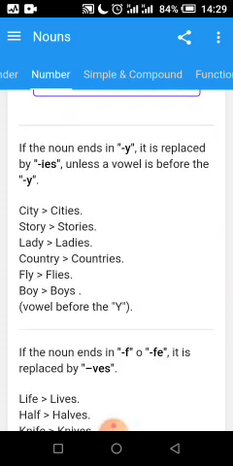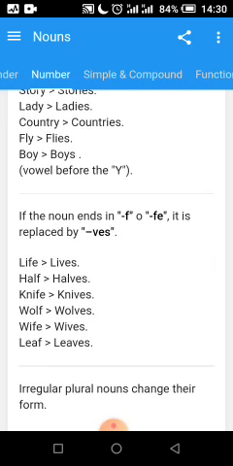And if the noun ends with y, it is replaced by ies unless a vowel is before the y. I'm sure you got that. If it ends with a y, you change it. But you don't change it when you have a vowel letter before that y. Examples, we have city and cities, story and stories, for those that end with y. But for boy, there is a vowel before that y, so we are not going to change the y. We have done this one in elementary classes. So boy, boys.